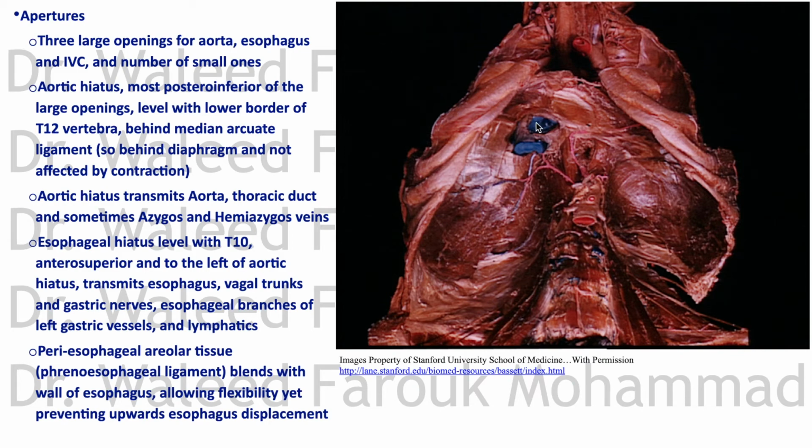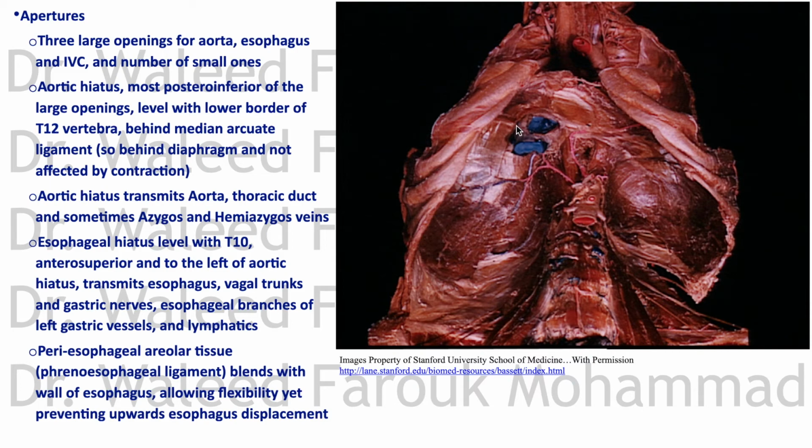The third opening, it's the most anterior, it's the highest one, it's the inferior vena cava opening, this one. See? Inferior vena cava opening. It's at the level of T8. And it's the most anterior, and passing through it is the inferior vena cava and the right phrenic nerve.